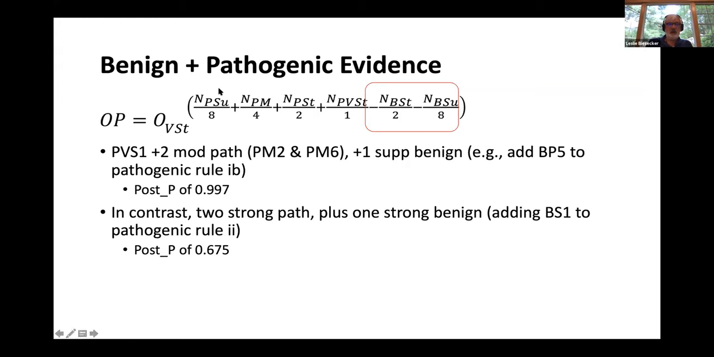Turns out with this mathematical system, you can take your pathogenic rules, your four pathogenic levels here, which you add together, and you can take the benign ones and then subtract them and recalculate so you can combine benign with pathogenic evidence and determine the relative weighting of those two kinds of evidence and show that, for example, if you have pathogenic rule 1B, which is two moderate pathogenic and a PVS one, a very strong. So one very strong and two moderate pathogenic. And then you add just one supporting benign piece of evidence to that. You run the calculation, it comes out as 0.997. It's actually still pathogenic. In contrast, if you have two strong pathogenics and one strong benign, you're still leaning towards pathogenic, but you do the calculation, it's 0.675. It's VUS.